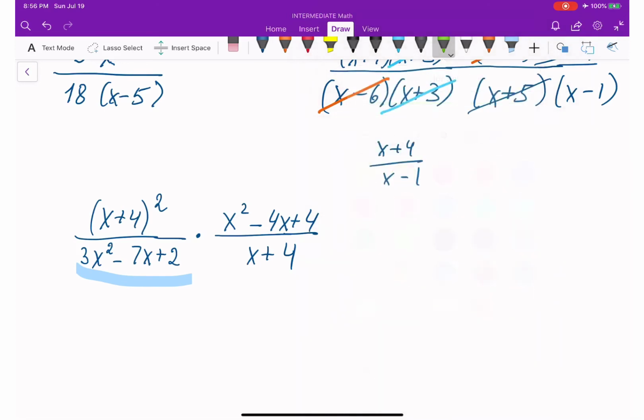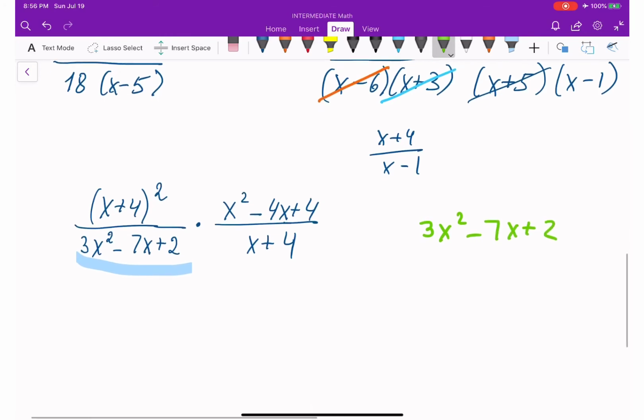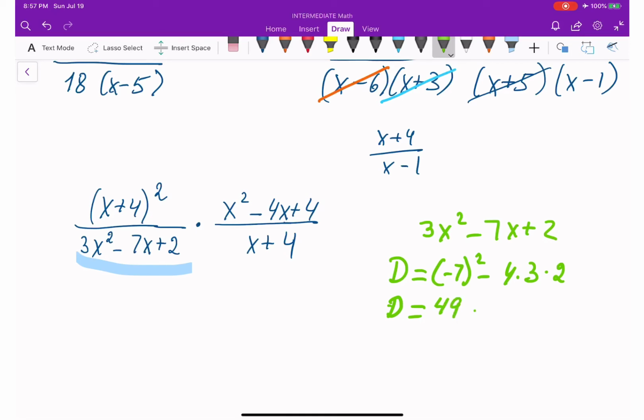So it's going to be 3x squared minus 7x plus 2. So the discriminant is equal to b squared, which is negative 7 squared, right? Minus 4 times 3 times 2. 4 times a times c, right? Okay. And then d is going to be 49 minus 24. Let me real quick write down.